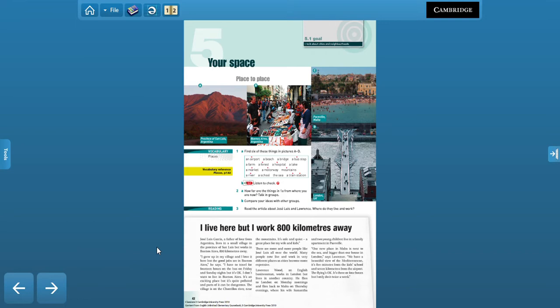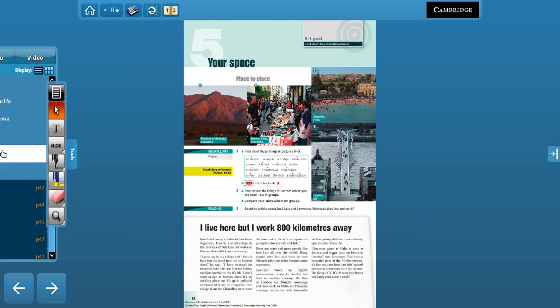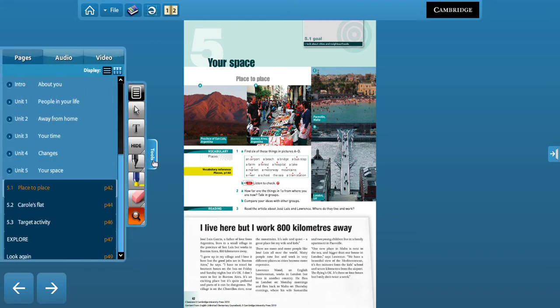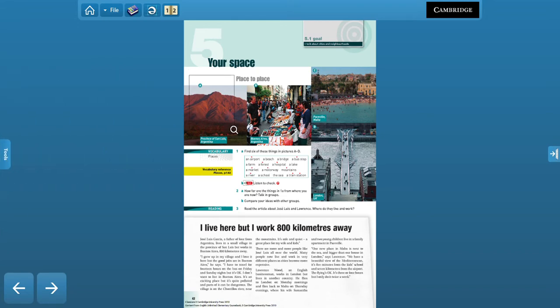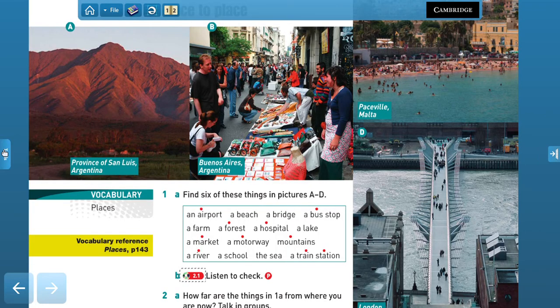I hope you're all doing great, and today we're going to start with unit number 5, which is called Your Space. In this unit we're going to be talking about cities, neighborhoods, and homes. Alright, so the first activity that we have here is to identify certain common places within a city.